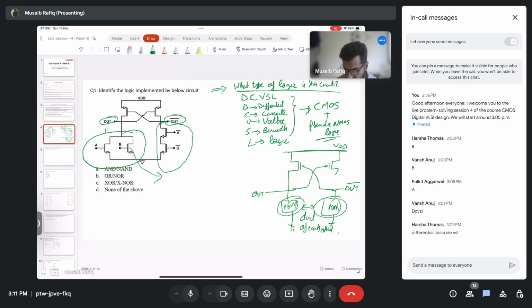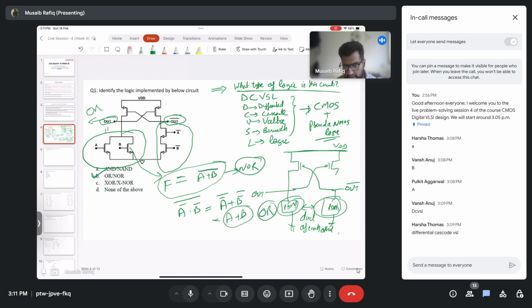So let's take this thing here. This is simply the output, let's call it F, and F is equal to (A plus B) complement. So this is your NOR functionality. That means this will be your OR functionality. How? This is (A bar dot B bar) whole bar, so it is A bar bar plus B bar bar, so it is A plus B. So you have OR and you have NOR. So option B is the correct answer. Understood?